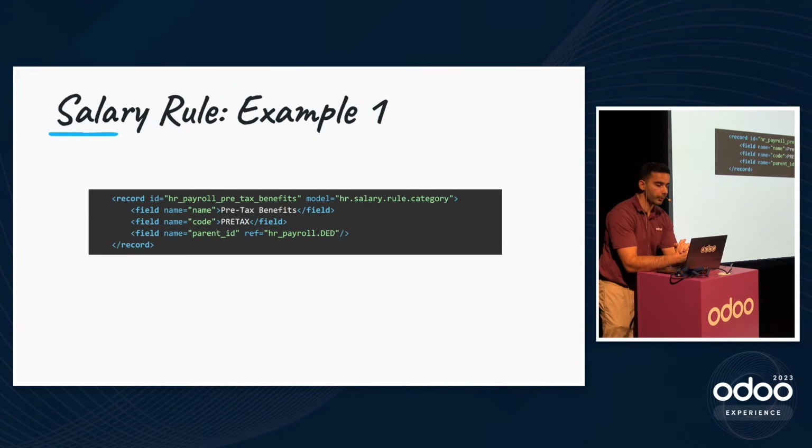Then we would like to regroup all the health benefits under the same category for reporting purposes, for example. Let's call it the pre-tax benefit with a code for easy identification. Here we set a parent category to it, which is the standard deduction. Why do we do this? Because the net salary is actually computed as a sum of 3 components: the basic salary, the allowances, and the deductions. So this will be in the category of deductions.